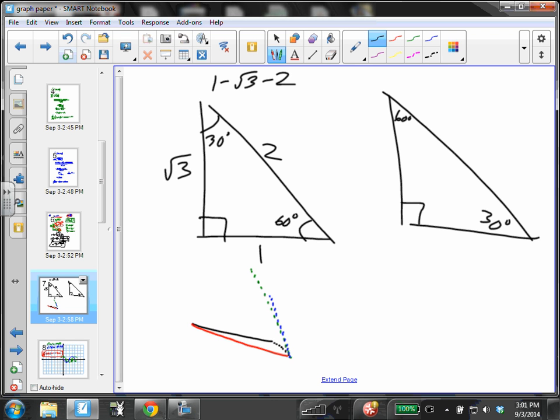Now, opposite of the 30 on this other one has to go the 1. Opposite of the 60 has to go the square root of 3, and the 2 has to be the hypotenuse. So both of these triangles are correct, because if you go opposite the 30 on both of them, there's the 1, and opposite the 60 is the square root of 3. That's the important thing. It doesn't matter that you draw the 30 at the top or the 60 at the top or anything like that. Does that answer your question? Yeah. Okay. It'll be a good trig review for everybody in second block as well.